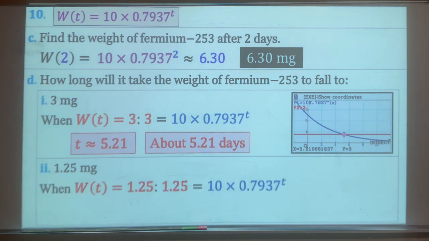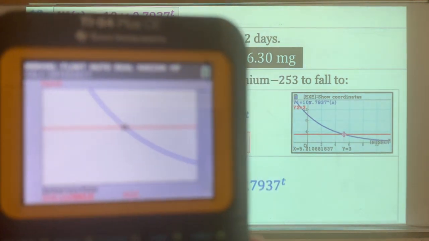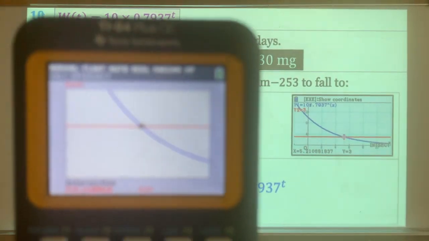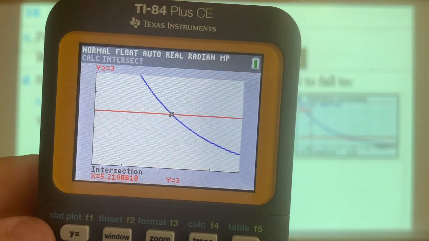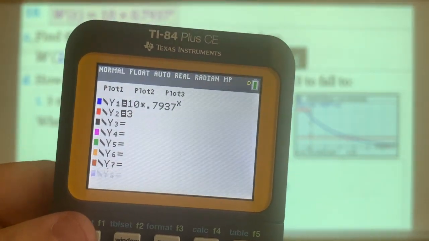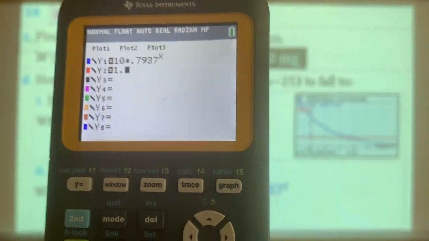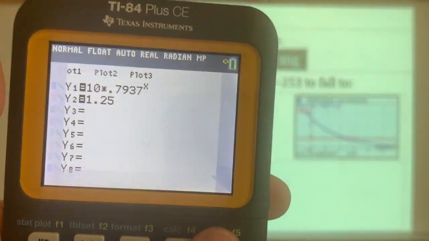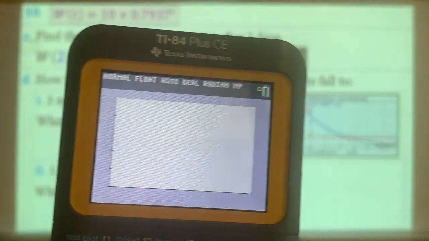Now, when you're dealing with 1.25, you're doing the same thing. You're just changing your Y to 1.25. So I take my calculator again. I'm going to keep everything the same. Hopefully it works out well. If my window doesn't, oh well. The only thing I'm going to do is go to Y2, and now it's 1.25. Enter. Graph. Let's see. Please intersect.